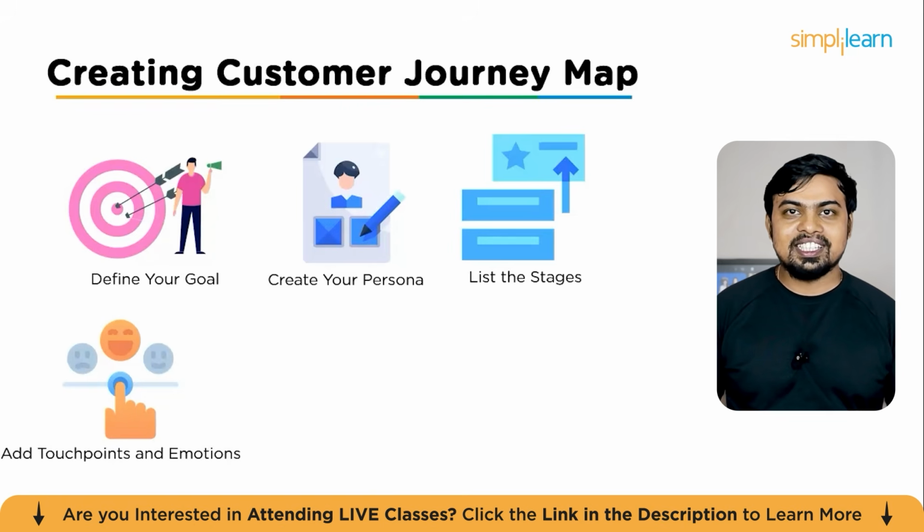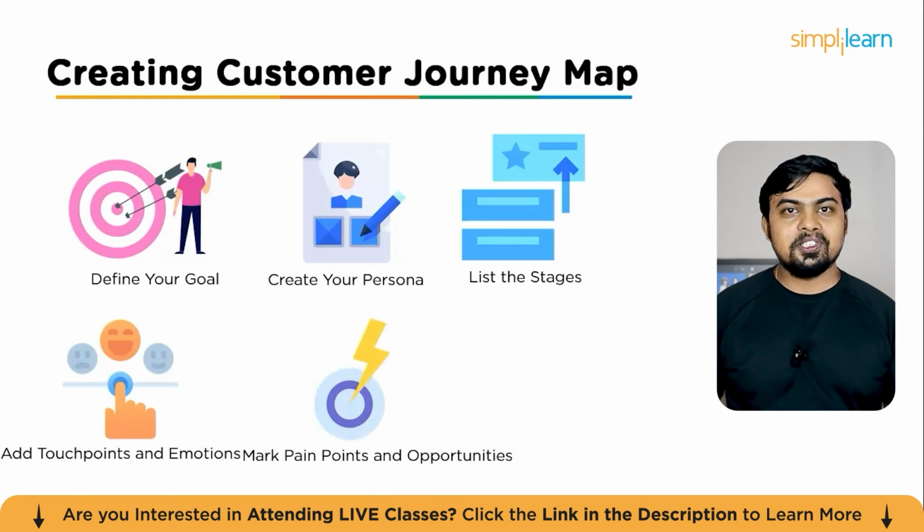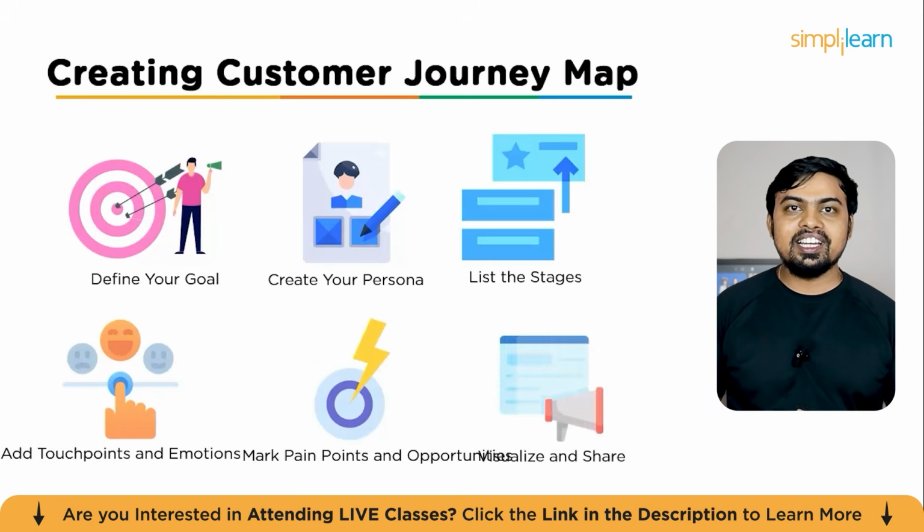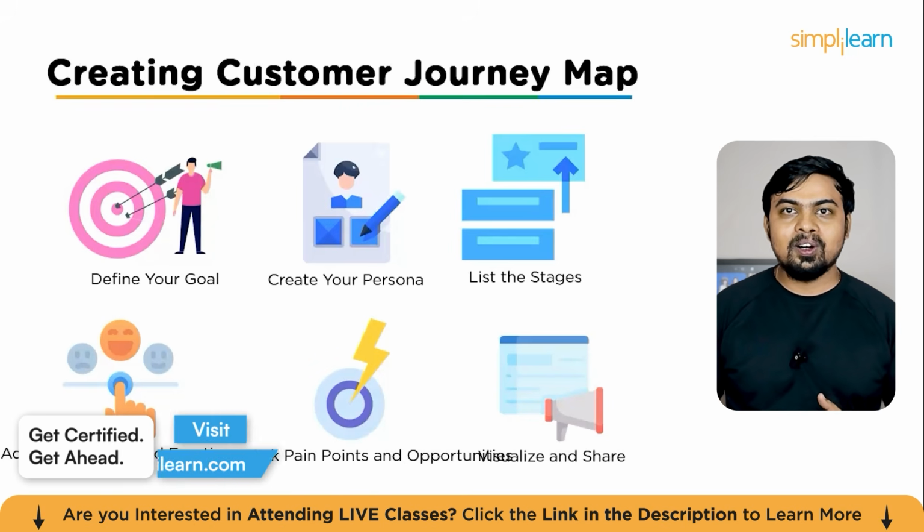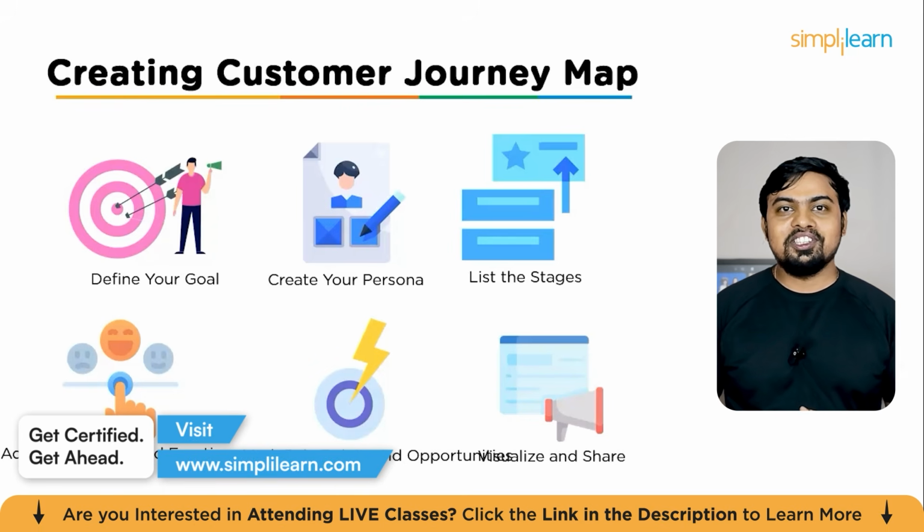Now you have the 5th step. Mark pain points and opportunities. You can highlight reds, casually called frictions, and greens. You can also mention them as delights to see what needs fixing first. Then comes the 6th step, where you visualize and share. Arrange everything in Miro, FigJam, or Lucidchart. Add emojis and icons. Export it as a PDF to share with your team.